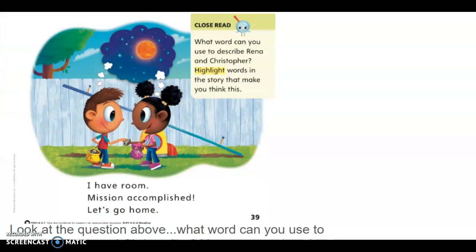I have room. Mission accomplished. Let's go home. So look at the question above.